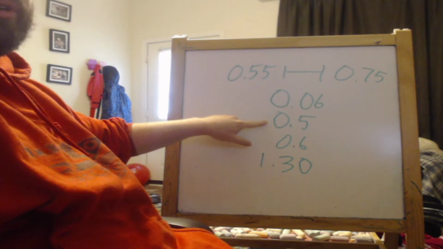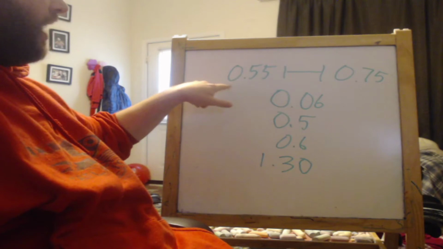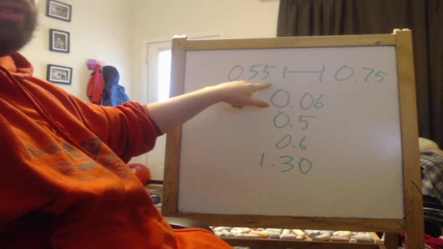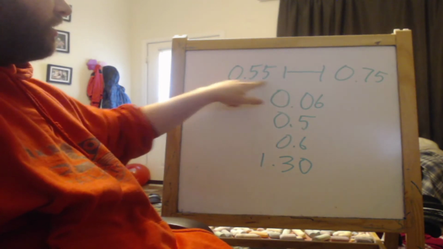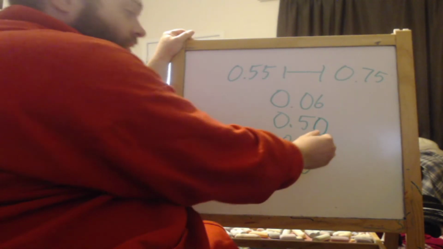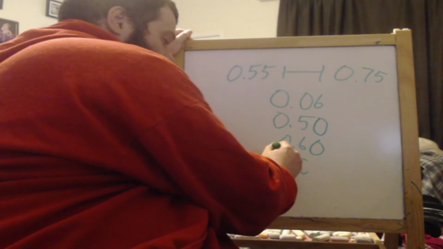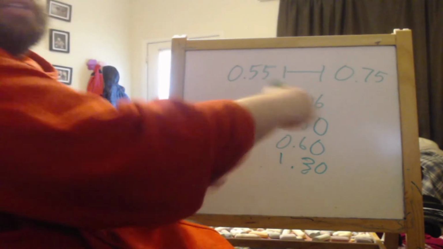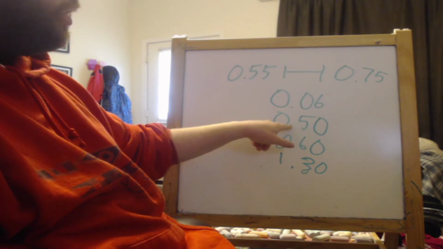Then we have 0.5. Now, when we're comparing hundredths with tenths, right? This is 5 tenths. This is 55 hundredths. I always like to add a 0 to make these hundredths, okay? And let me just put 1.30 here so that all of the decimals line up. So you can just add it for any decimal.